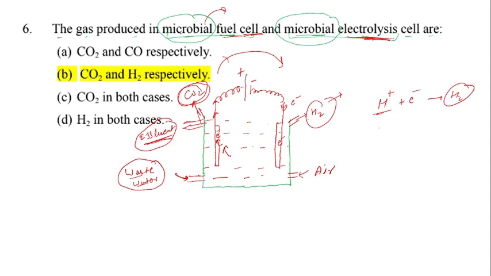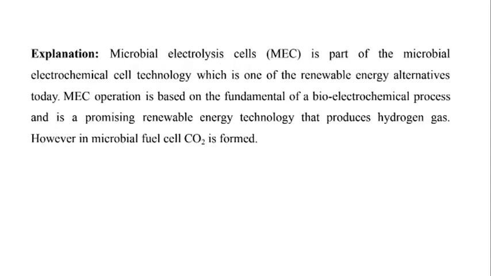So the gases produced in microbial fuel cells and microbial electrolysis cells are, okay, see here hydrogen is produced. CO2 is also produced, but hydrogen is not produced in your microbial fuel cell. So the right answer will be CO2 in this one, and here both gases are produced, but hydrogen is produced only here. So CO2 and hydrogen respectively, B is the right answer. This is the explanation of this question.